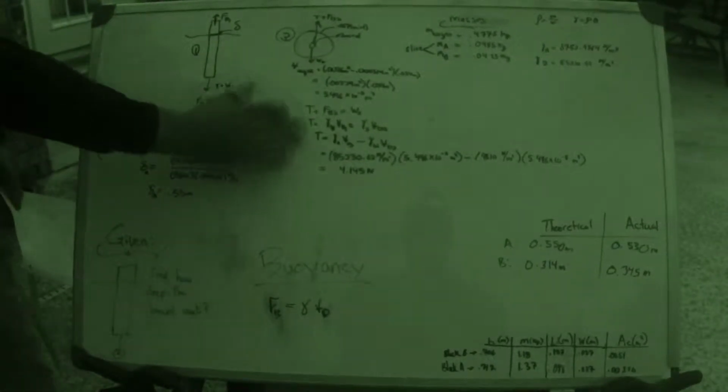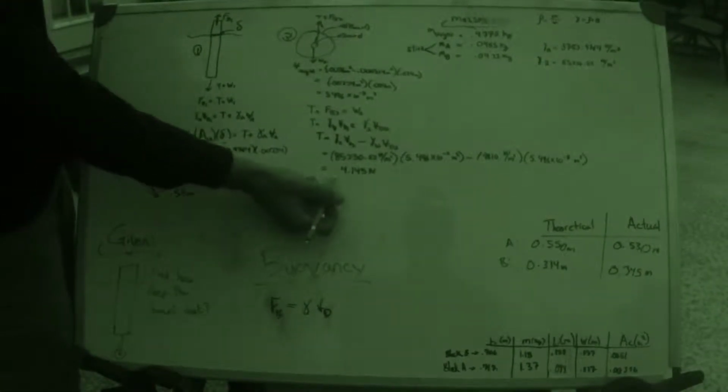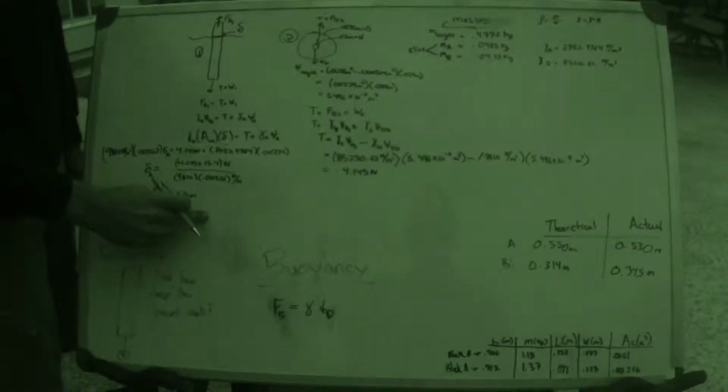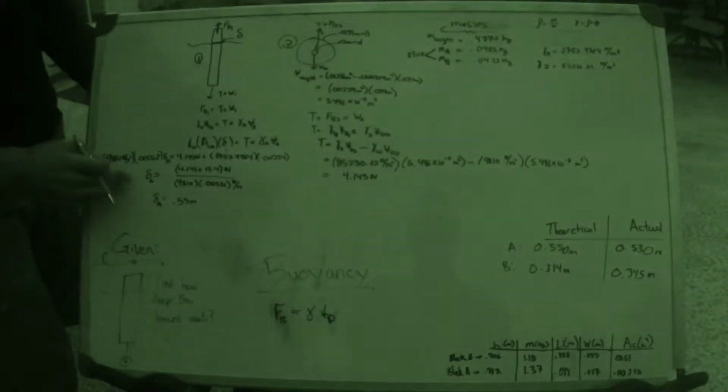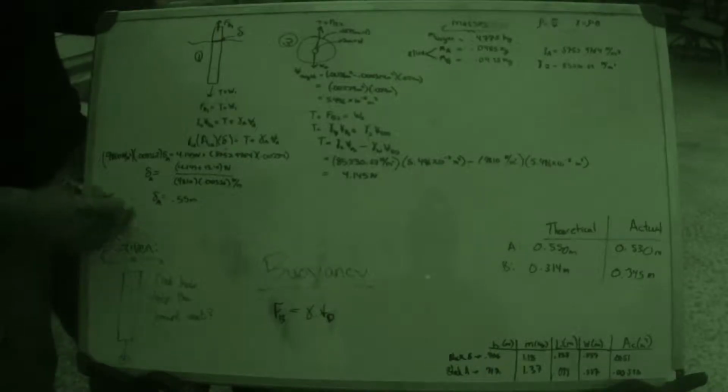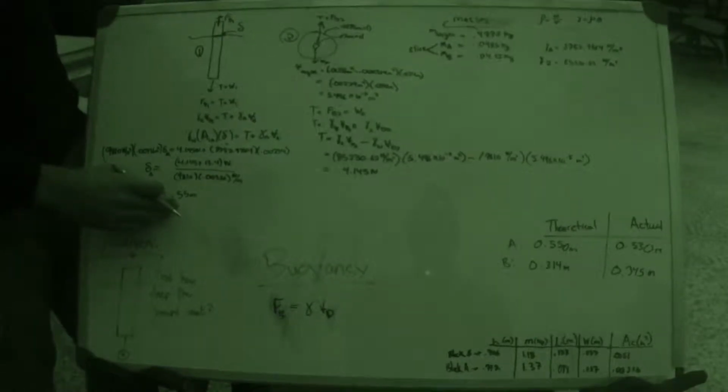Once we do this, we find tension here, which comes out to be 4.145 newtons, and we can plug that into our first equation of the wood. This makes our depth of how far the wood we predict is going to go to be 0.55 meters.